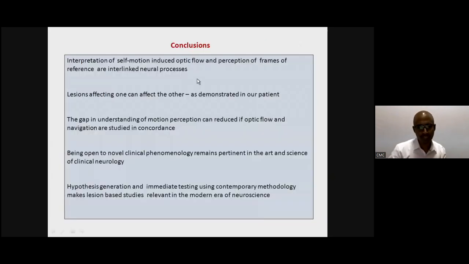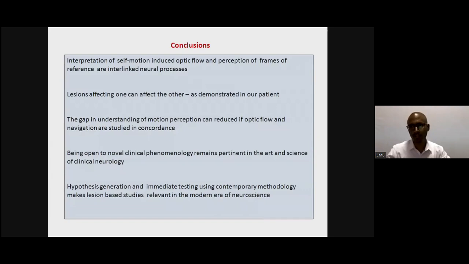In conclusion, I would like to say that interpretation of self-motion-induced optic flow and perception of frames of reference are interlinked neural processes. Because the methodology is different for both in basic neuroscience research, there seems to be a gap, but nobody talks about it, which I'd like to call a silent gap. Studies like this can bridge this gap. Here we have demonstrated in one single patient that a lesion affecting one process can also affect the other.